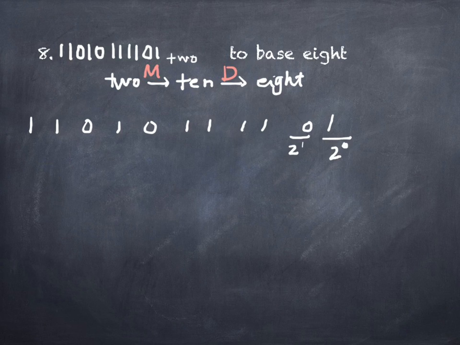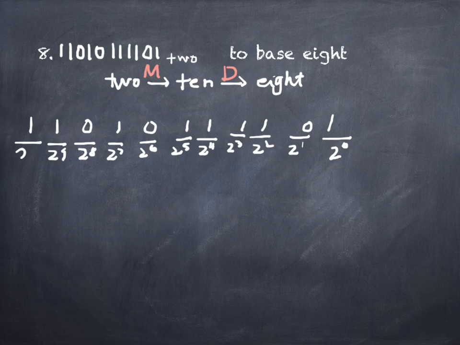So this is 2 to the 1. We have 2 squared, 2 cubed, 2 to the 4th, 2 to the 5th, 2 to the 6th, 2 to the 7th, 2 to the 8th, 2 to the 9th, and 2 to the 10th. There were 11 digits, so 2 to the 10th is the highest power of base 2 that I have. All right, so I'm going to multiply the digit in the number times the value of that place value. In that place right there, there is a 1, and the place value is 2 to the 10th.